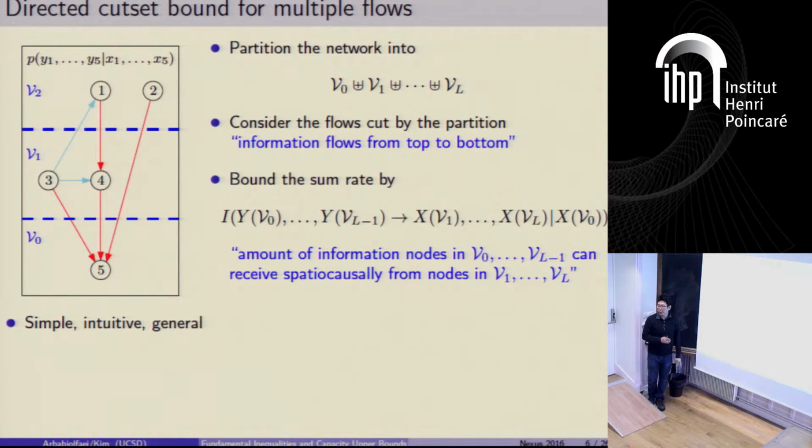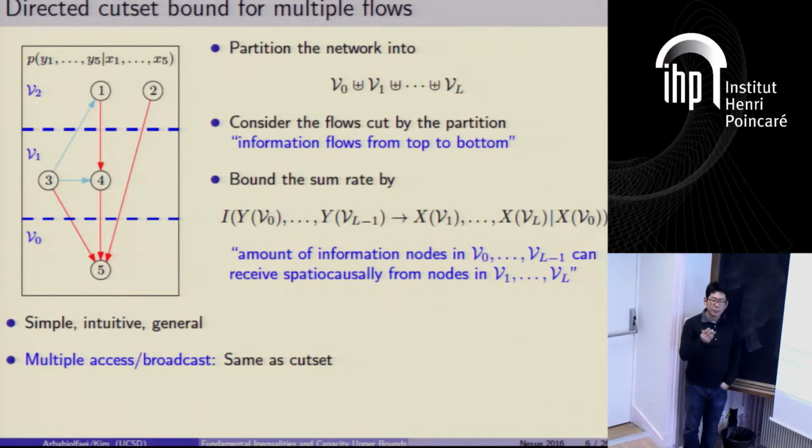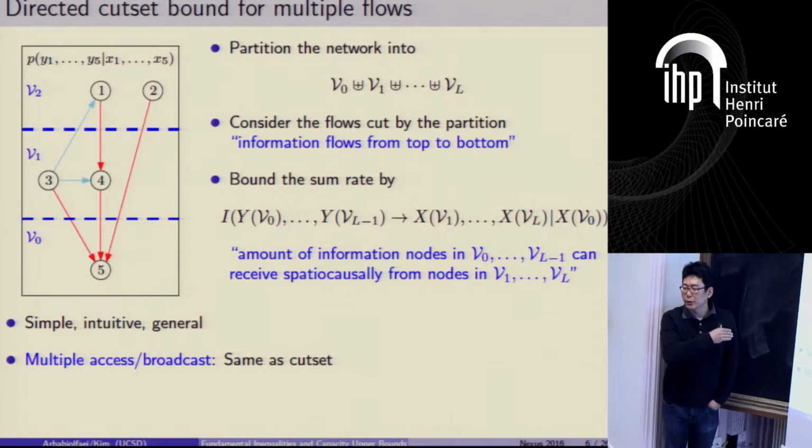Okay, so again, I claim that this is a simple, intuitive and general result because it works for any network whatsoever, right? And my hope is some computer scientists find this result interesting and try to use it in their field, okay? Because things like this happen a lot actually. Even some of the circuit complexity results actually use the cut-set argument, and this is a generalization of it, right? And when there is a single source or single destination, it's actually exactly the same as the cut-set.